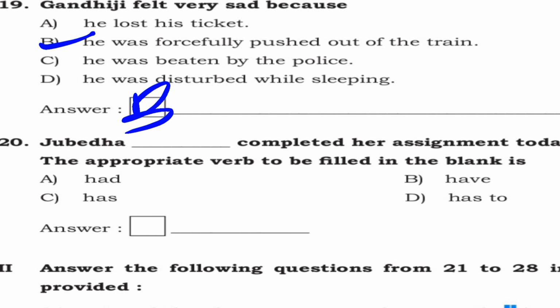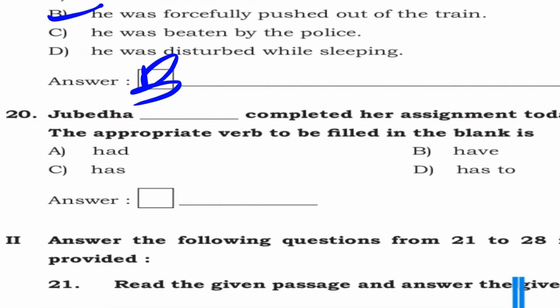In question number 20, you have to fill the blank with the appropriate form of the verb. Okay, let's start. Zubeda dash completed her assignment today. What would be the right option here? The sentence is given in present perfect tense, right? So the right option is Zubeda has. Option C is the right answer. Zubeda has.